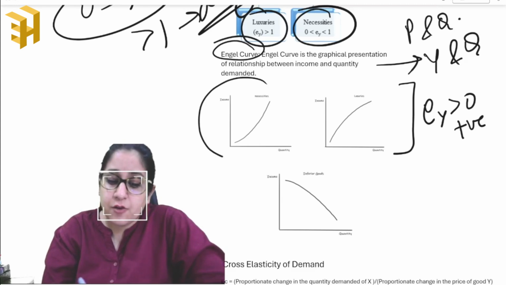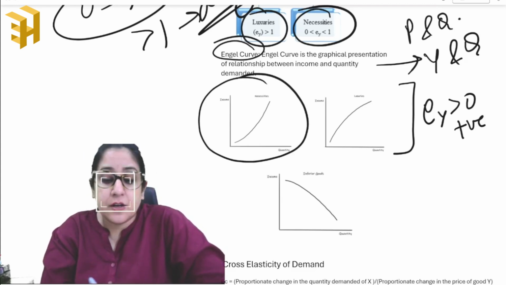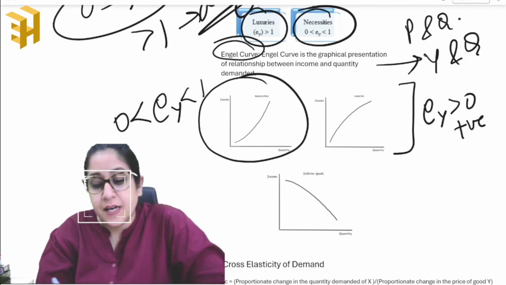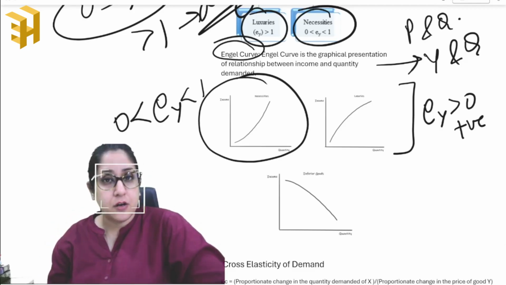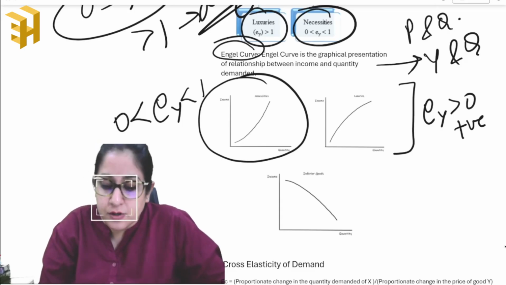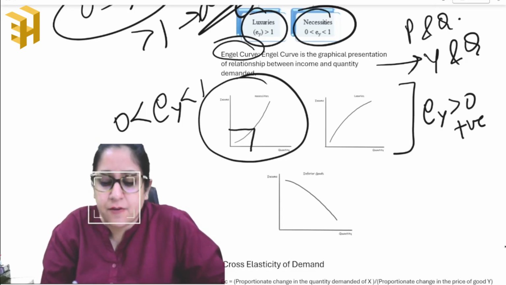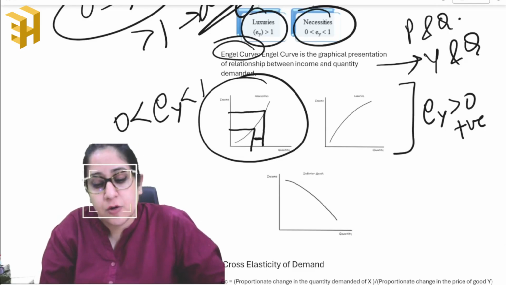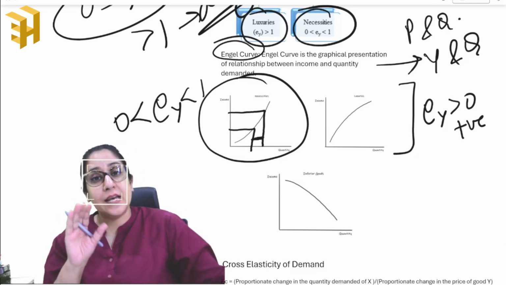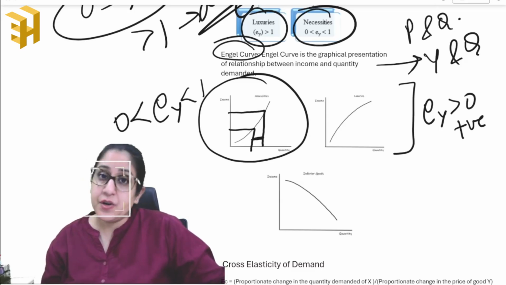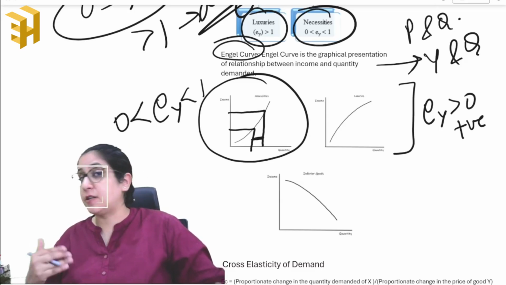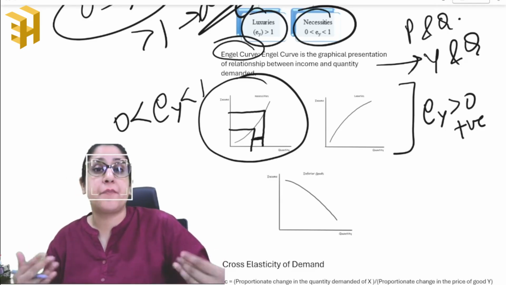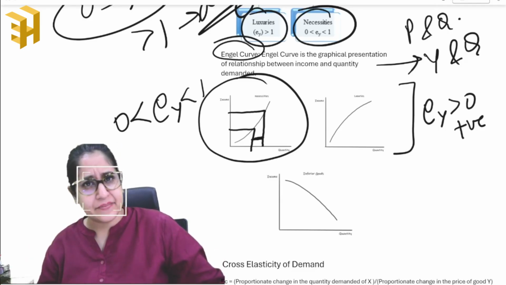So in case of your necessities, the income elasticity, which is between 0 and 1, it will have a steeper Engel curve. How? Because even if your income increases considerably, the change in quantity would be less than the change in income. Okay, so you might start writing more, right? If your income increases, you might start consuming more pens, but how much can you write, right?